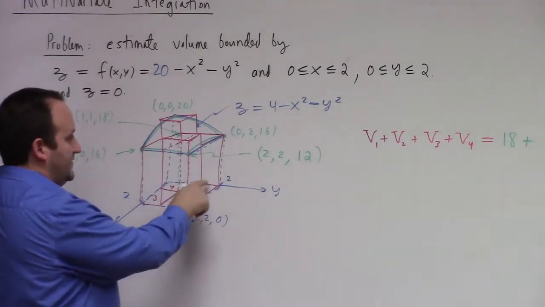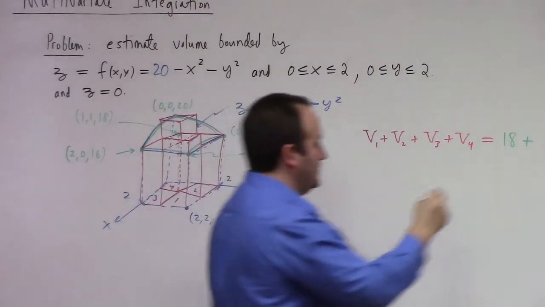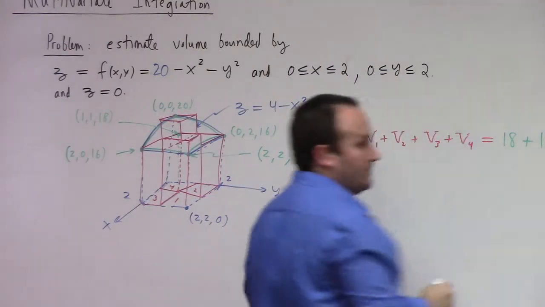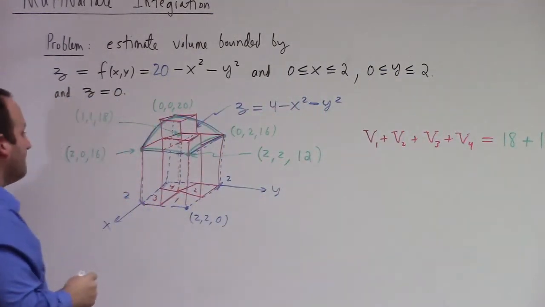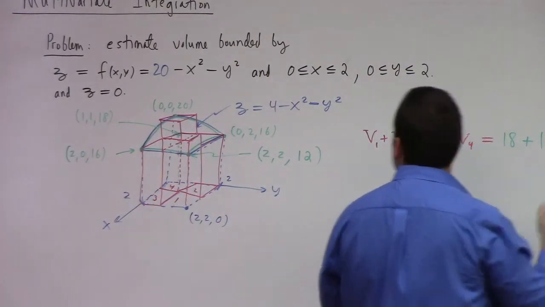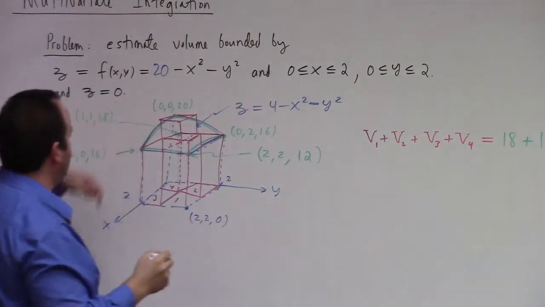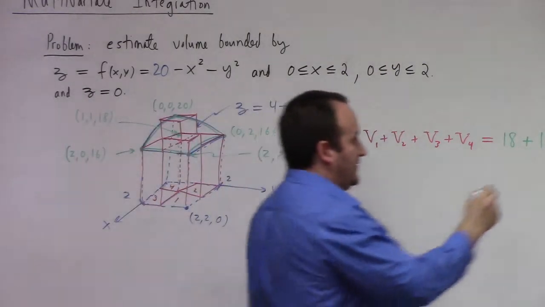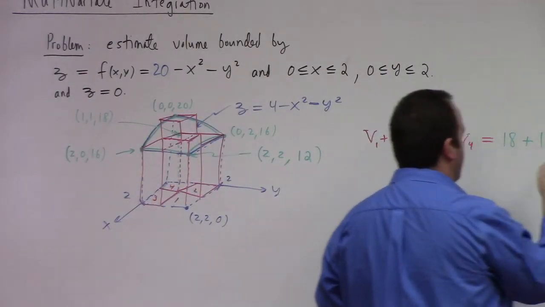Now 2, what's the height of 2? 16. What's the height of 3? 16 again. And what's the height of the back one? 20, right? So this, what do you think? Would this be an overestimate or an underestimate?